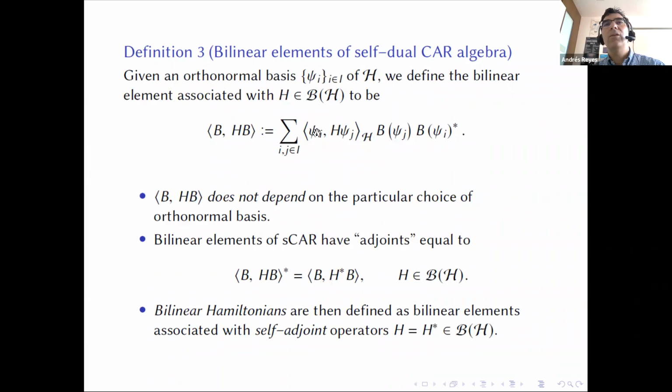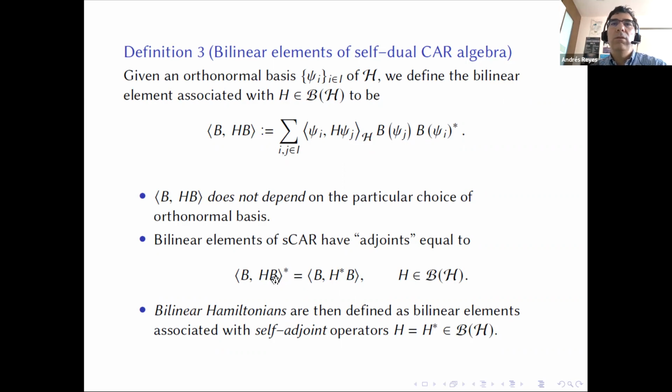So we can just take matrix elements for a given orthonormal basis, as you see in this expression, and then we can define an element in the self-dual CAR algebra, which I am denoting with this bracket notation. This will be an element in the self-dual algebra, and it represents the second quantization of this operator H. So it is basically a quadratic Hamiltonian.